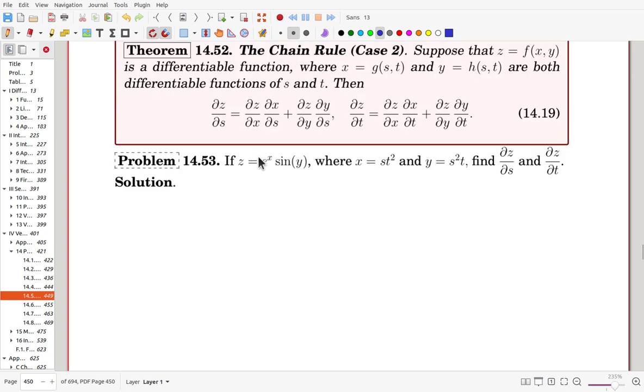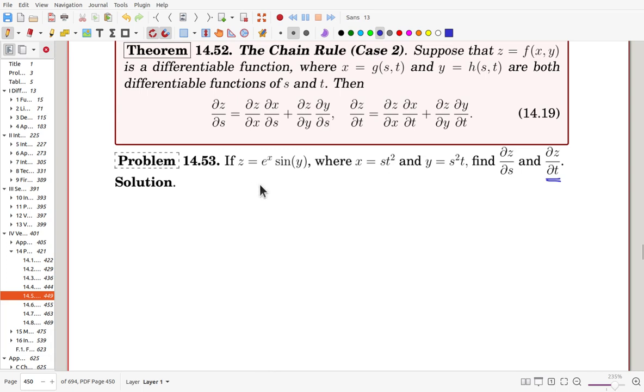Let's try to solve this problem. z is e to the x sine y, x is s t squared, and y is s squared t. Find these partial derivatives. Let's try to find only this one. The other one is almost the same. So we'll use that formula.